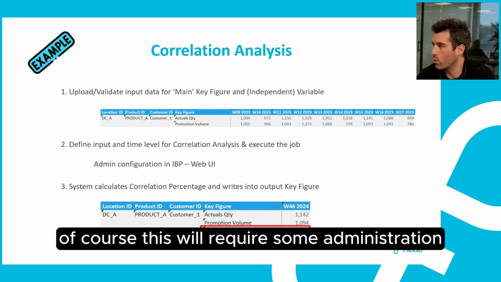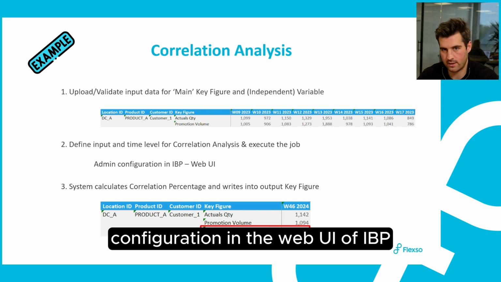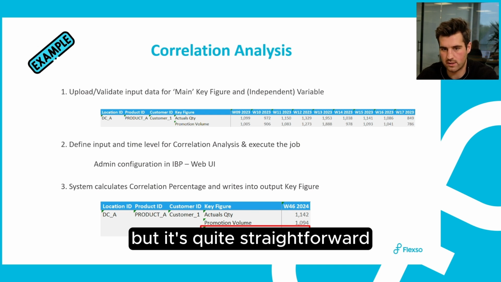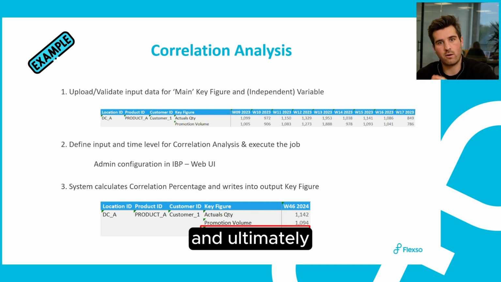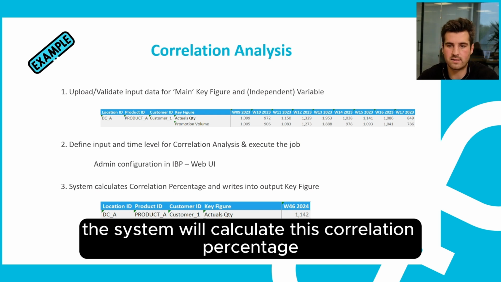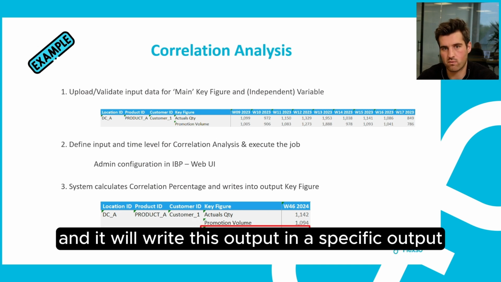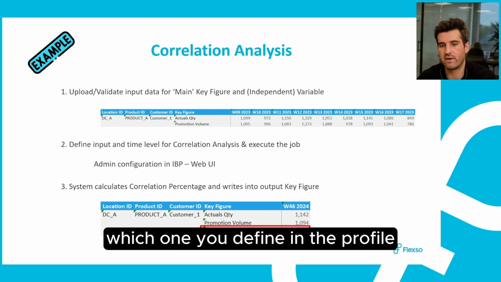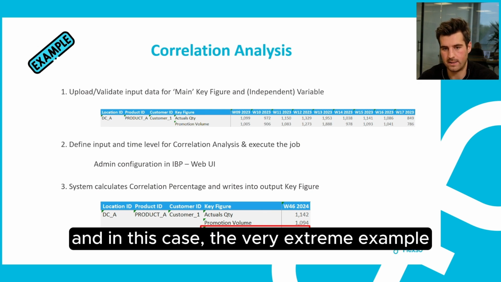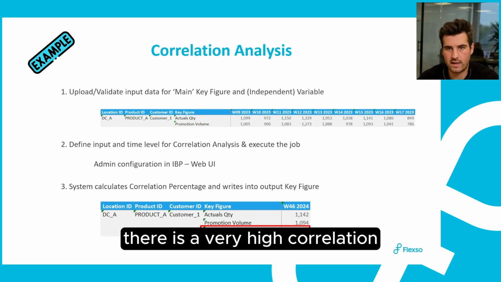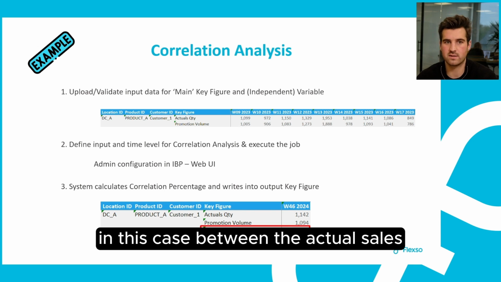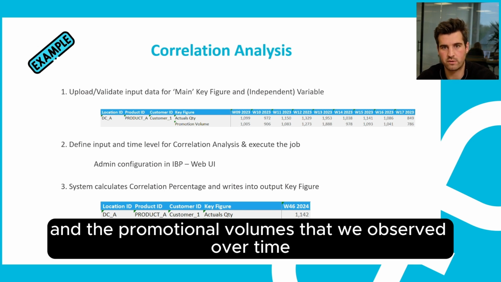Of course, this will require some administration configuration in the web UI of IBP, but it's quite straightforward. And ultimately, the system will then calculate this correlation percentage, and it will write this output in a specific output key figure, again, which one you define in the profile, let's say. In this case, it's a very extreme example, let's say. There is a very high correlation in this case between the actual sales and the promotional volumes that we observed over time.